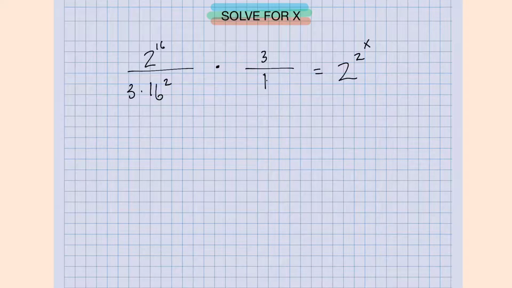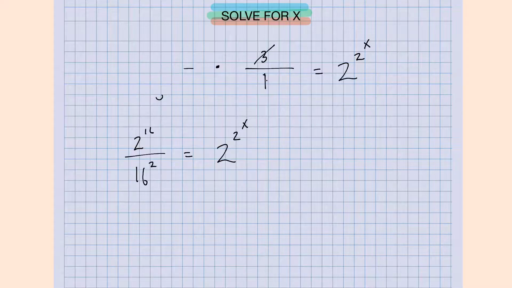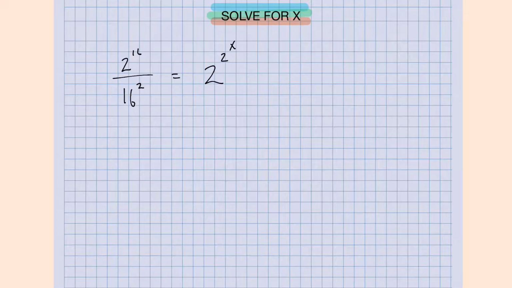Okay. Now the next thing we want to do is we have this 3 and this 3. They could cancel out. Okay, so what we're left with is 2 to the 16th divided by 16 squared equals 2 raised to the x. Okay, that's kind of where we're left. After doing all this work, we reduced it down to this. So what I'm going to do is go ahead and erase all this stuff up here, and then just move this up.